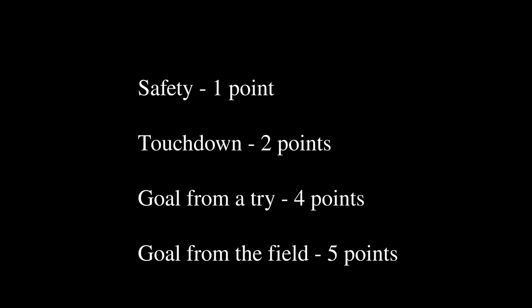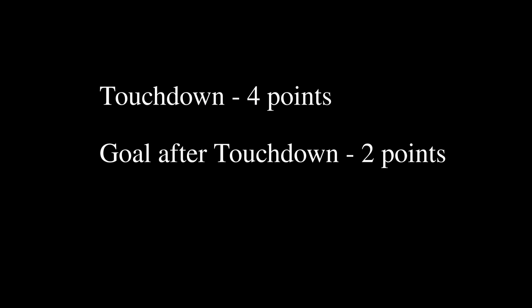In 1883, the convention passed a rule regarding numerical scoring. A safety was worth 1 point, a touchdown 2 points, a goal from a try or touchdown 4 points, and a goal from the field 5 points. And then in 1884, they changed that again, and a touchdown was counted for 4 points, the goal after the touchdown 2 points, and a safety was 2 points. There are 2 more rules I'm going to cover as I conclude this video.